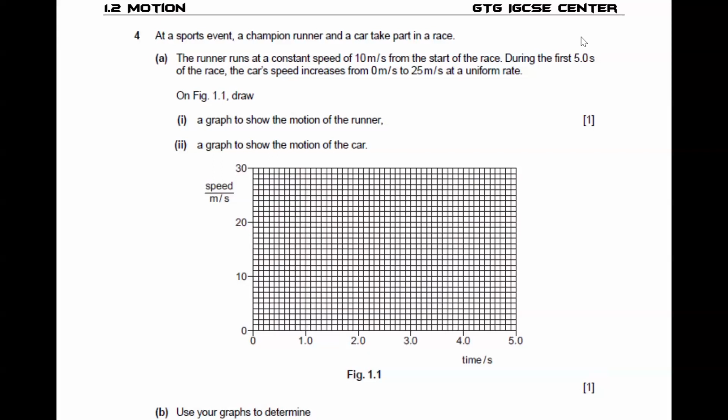Wait, this is a speed time graph, right? What are you looking for right now? We got distance, right? Then if I want to find a distance in the speed time graph, what can I look for? Area under the graph, right? So how do I find the area of a triangle?